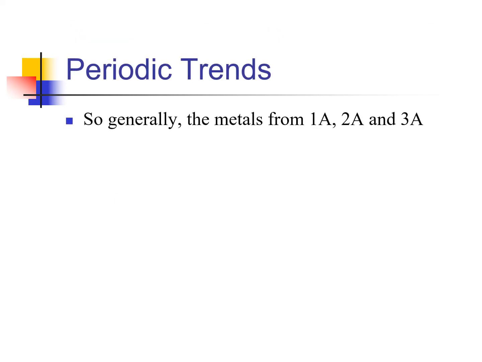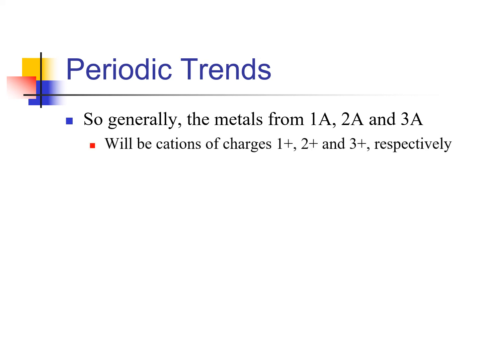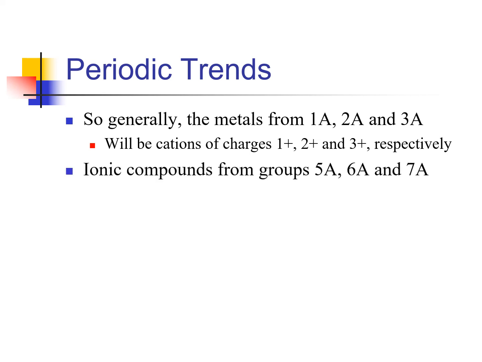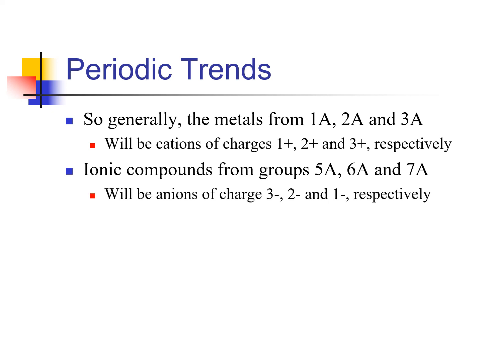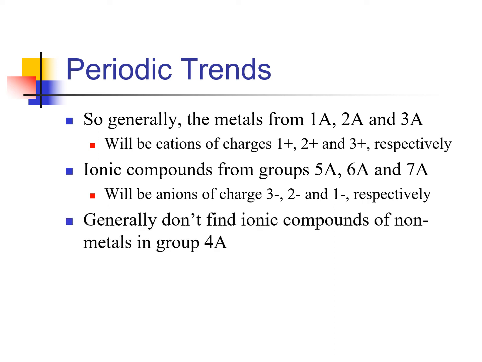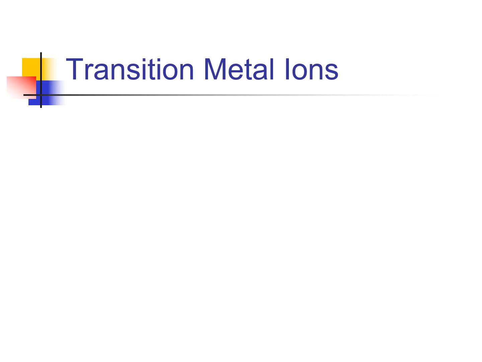So, some periodic trends. Generally, metals from groups 1A, 2A, and 3A are going to be cations of charges 1, 2, and 3 respectively. We learned this in normal chemistry. For ionic compounds from groups 5, 6, and 7A, we're going to be seeing anions of 3 negative, 2 negative, 1 negative. So again, that's the nitrogen group, oxygen group, and the halogens. And we're generally not going to find ionic compounds of nonmetals in group 4A, like carbon, silicon, germanium, because seeing charges more than 3 is pretty darn rare.